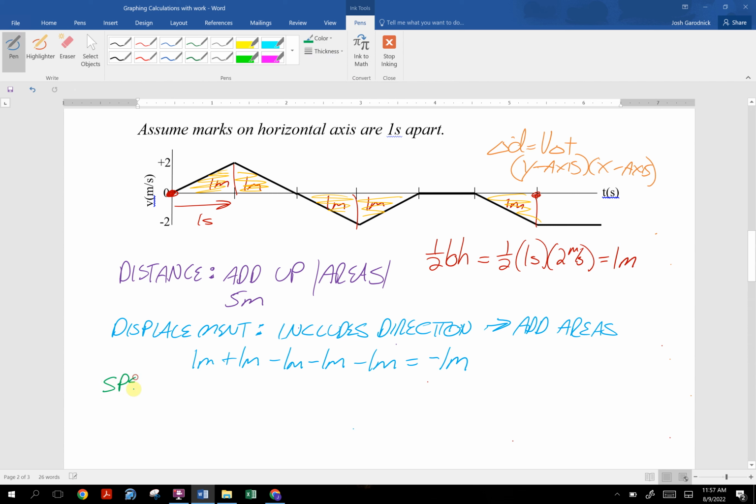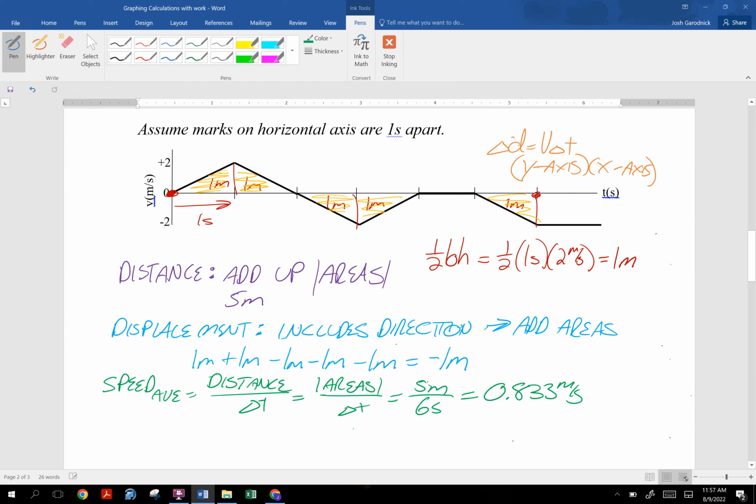Average speed is distance over time, which in this case would be the absolute value of the areas over time, or 5 meters over a total of 6 seconds, which gives us 0.833 meters per second. That's your average speed.